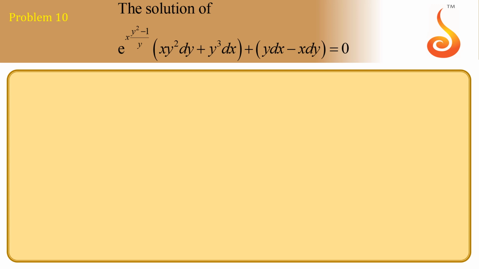Next problem, find the solution of that differential equation: e power x times y square minus 1 by y into xy square dy plus y cube dx plus y dx minus x dy equal to 0. While discussing the concepts, I told you observation of the problem is very, very important.